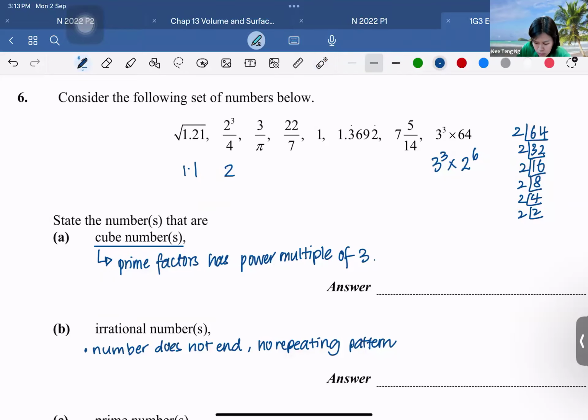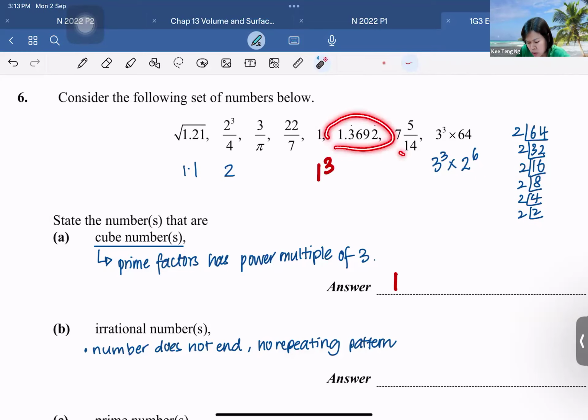But 1 is a special number. 1 is also 1 cubed. 1 cubed is still 1, right? So actually, this number 1 itself is also a cube number. Okay, so 1 is the correct answer. Next one, let me continue the list. This one, not integer, not integer, no need to care. Oh, so I'm left with this number over here now.